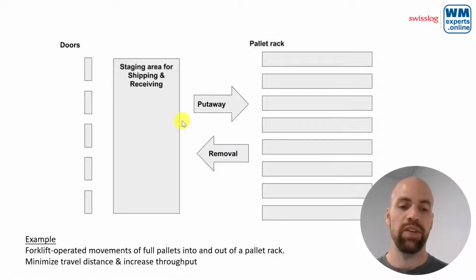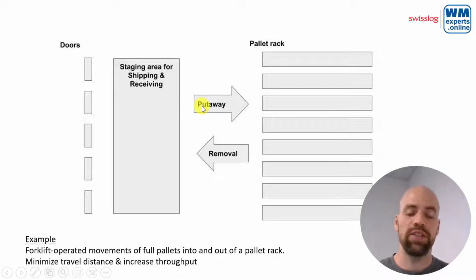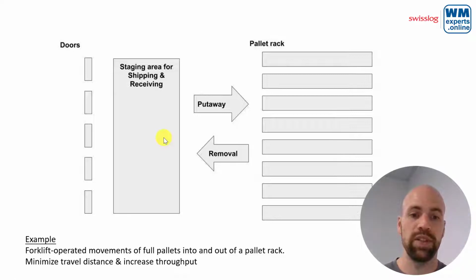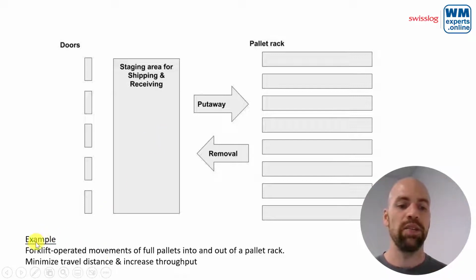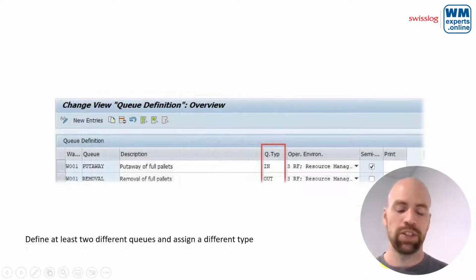And the idea of task interleaving is now to combine those movements. So basically you have one forklift driver doing the put away, and before starting to drive back, he would grab a pallet from the rack which has to be removed, and go back with this pallet and stage it here. So no empty movements at all anymore. And the objective from a process, business, and logistical perspective is to minimize the travel distance and thus increase the throughput overall. And that should be it as the explanation for the process as such.